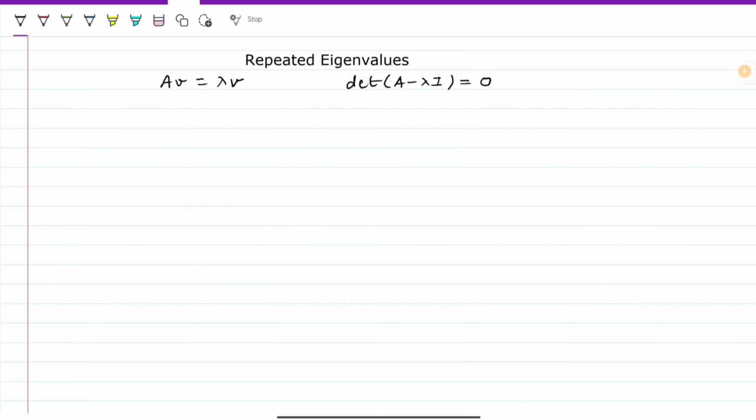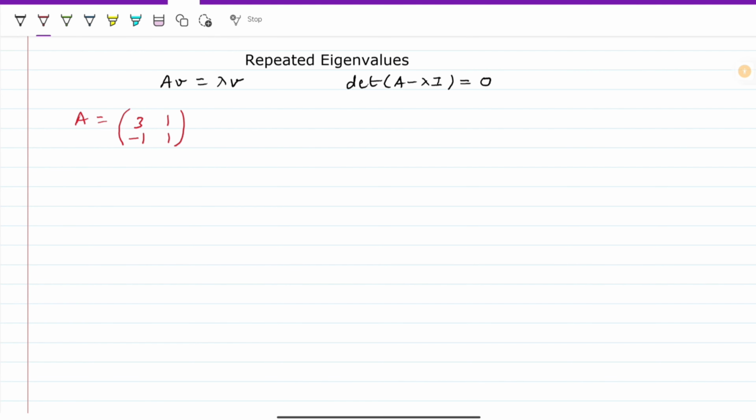Sometimes when we solve the characteristic equation for a 2x2 matrix, we get the same eigenvalue twice. This is called a repeated eigenvalue. Let's see how this affects finding eigenvectors. Let's take the matrix A is equal to 3, 1, negative 1 and 1.